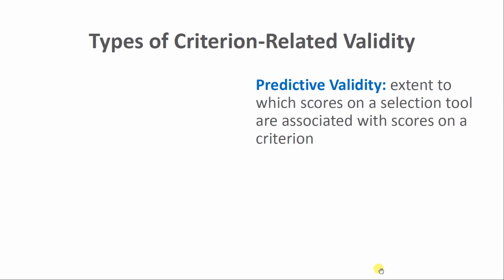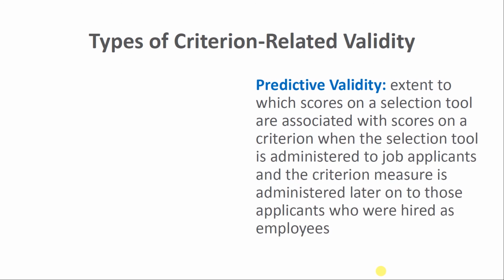Next, let's talk about the second approach to estimating criterion-related validity, which is predictive validity. This refers to the extent to which scores on a selection tool are associated with scores on a criterion when the selection tool is administered to job applicants and the criterion measure is administered later on to those applicants who were eventually hired as employees.